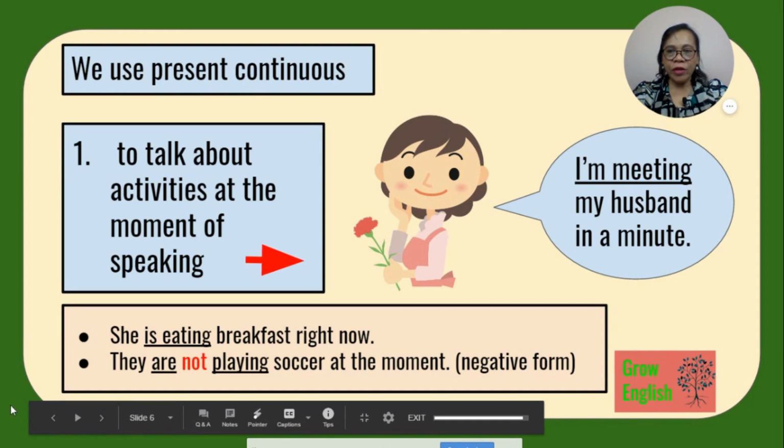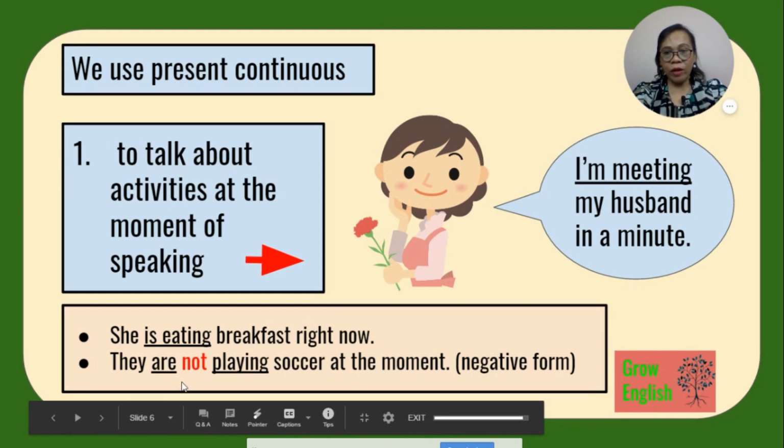And we have another examples below. We have she is eating breakfast right now. Now I've underscored the verb phrase is eating, and we have another time element which is right now. And the next example is they are not playing soccer at the moment.